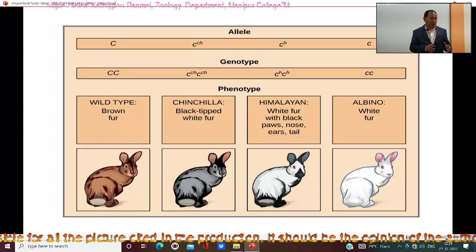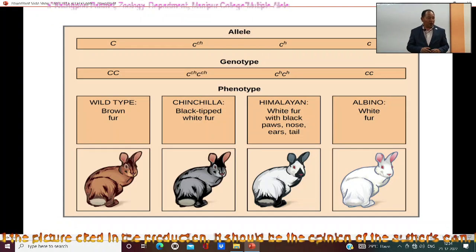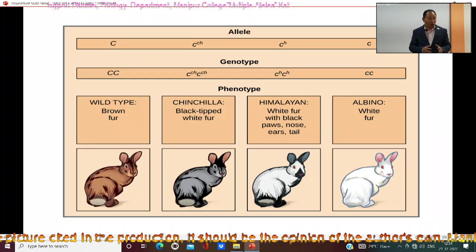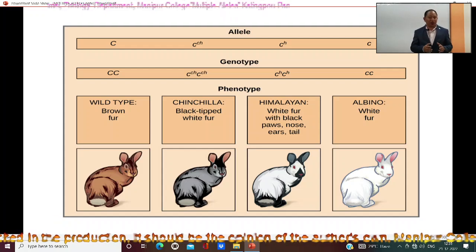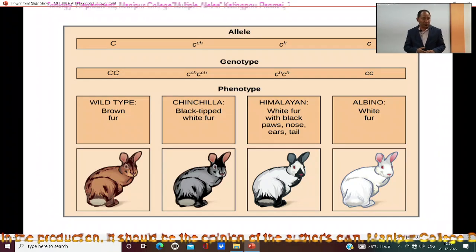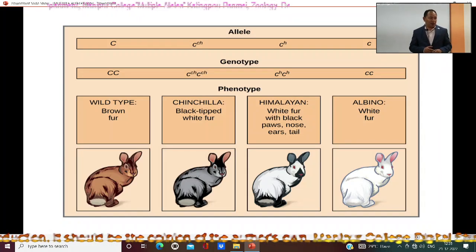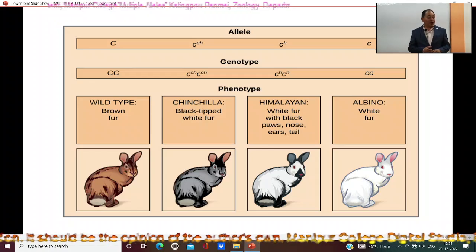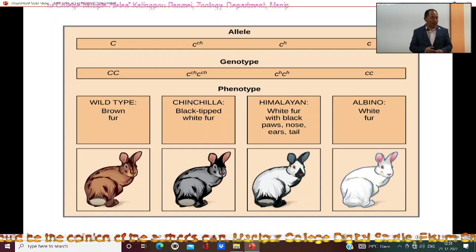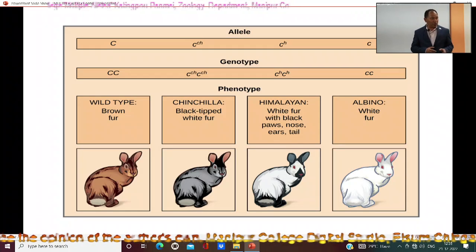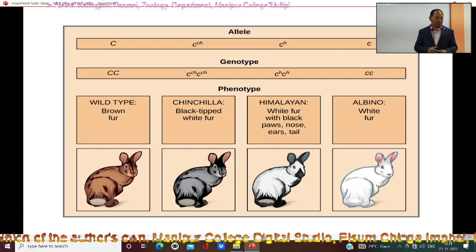We have another example of multiple alleles in the animal kingdom. It is the coat color in rabbit. A gene called C gene specifies the coat color in rabbit. It comes in 4 common alleles: C, Cch, Ch and c. C is dominant over Cch, which is dominant over Ch, which is dominant over c.